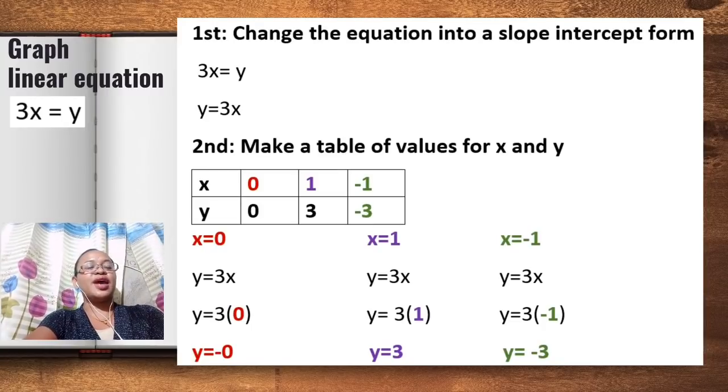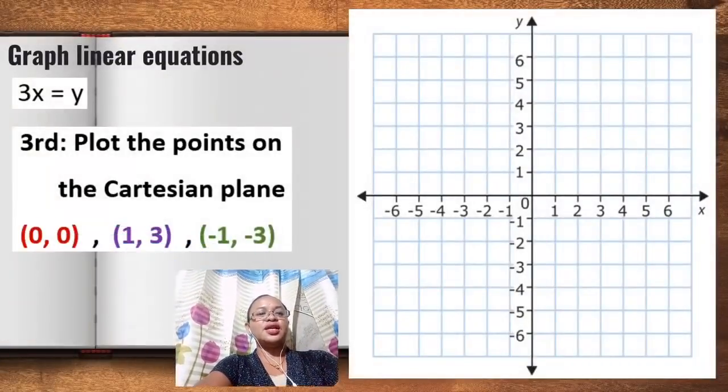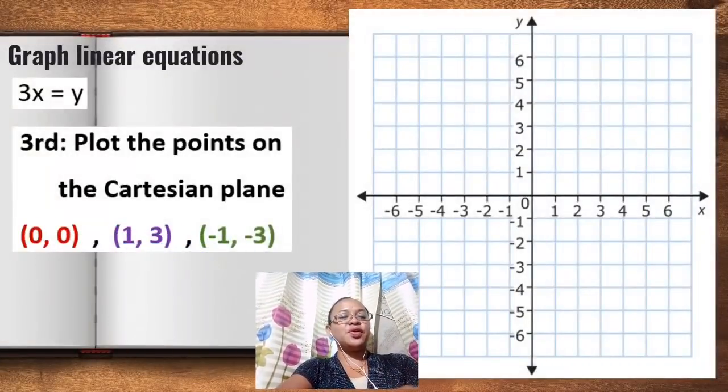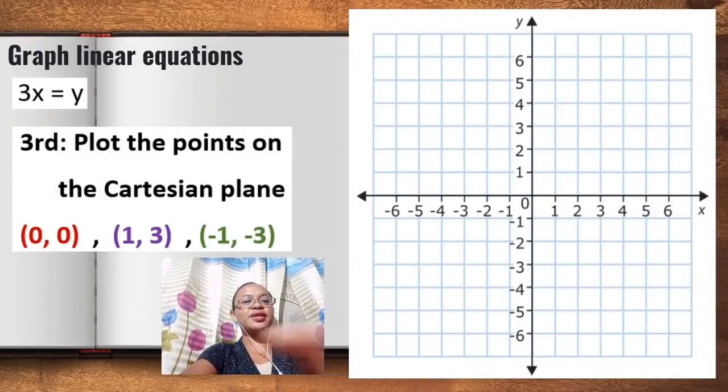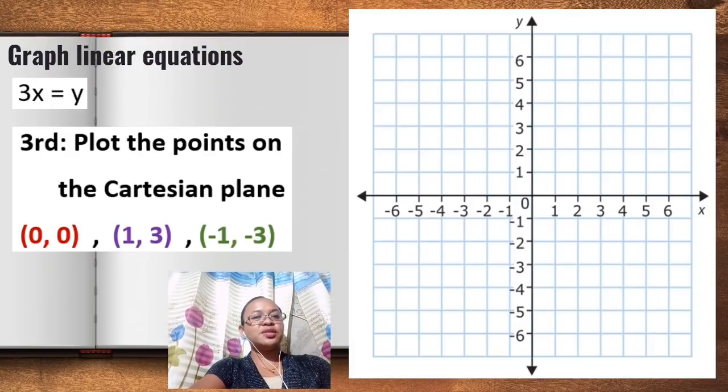So the third step is we will now plot these 3 pairs of numbers. So we have 0, 0. We plot 0, 0, and that is the origin. Okay? In the Cartesian plane, the 0, 0 is the origin. Okay, next, we plot 1, 3.